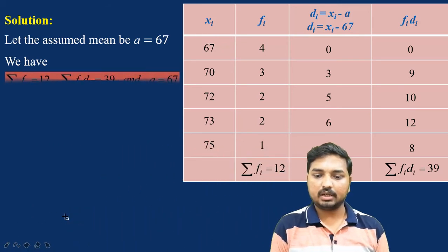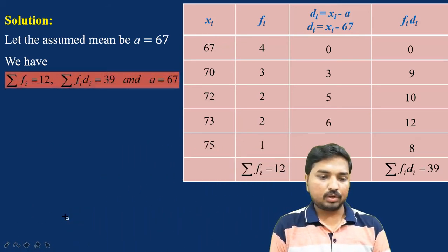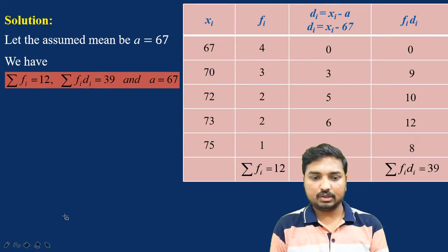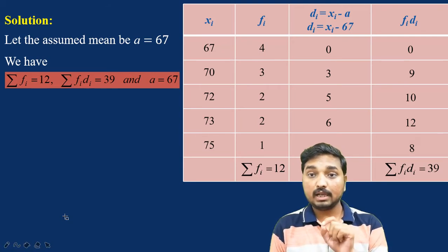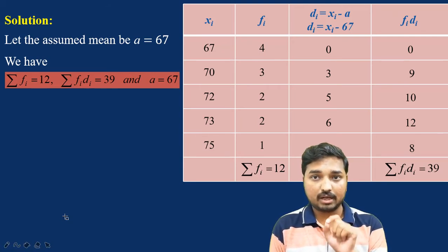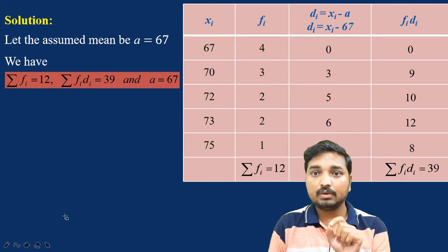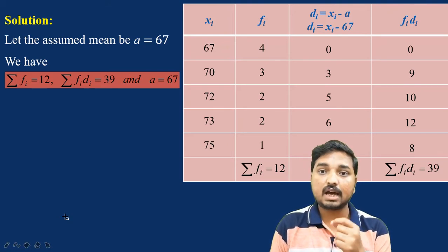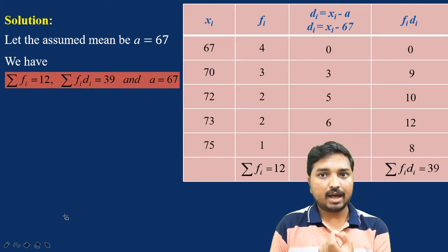Okay, so now look here, I am going to write the data that I have got up to here. Summation fi is 12, it is in the table. Summation fi di, the sum of the last column of the table, is 39, and small a is equal to 67. It is very important because in the formula you need to substitute the assumed mean. That's why the value of a is also important. It is already written earlier.